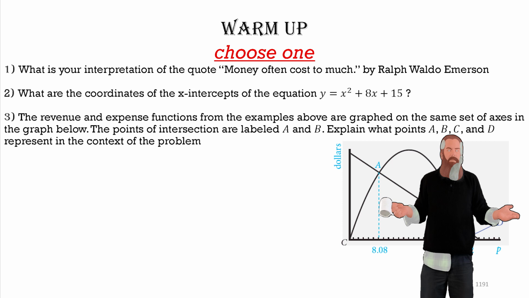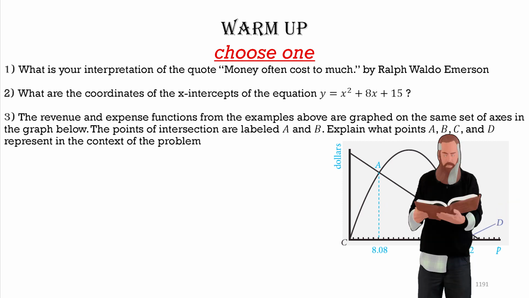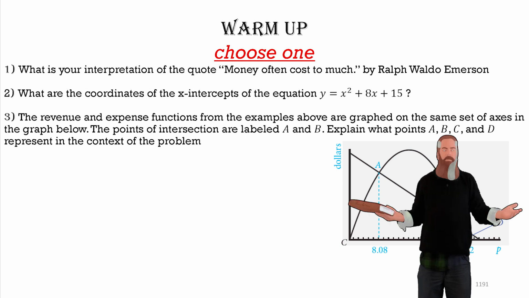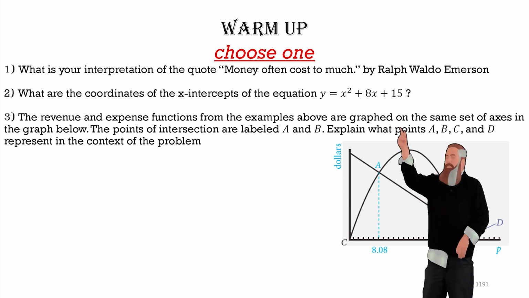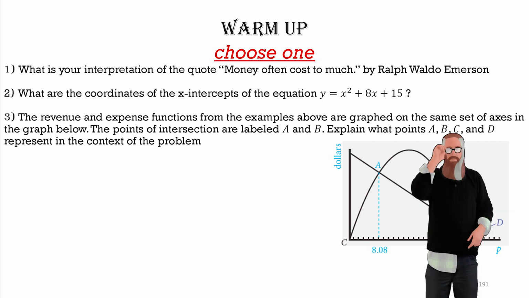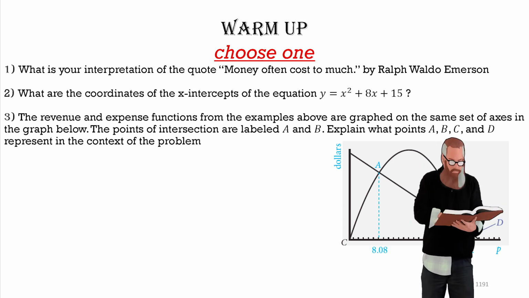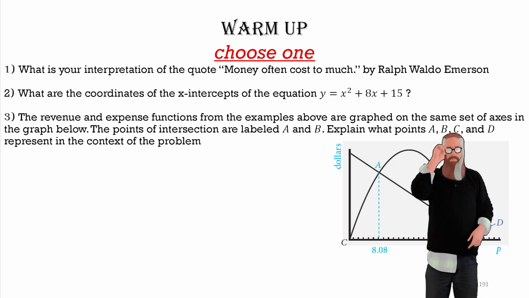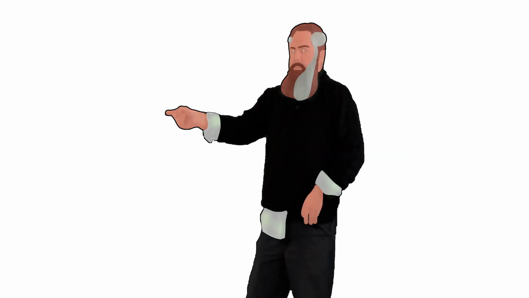From point A to point B, the revenue is greater than the expense. To the right of point B, the expense is greater than the revenue. Points C and D are the coordinates of the roots of the revenue equation. The graph confirms the fact that when P is equal to 0 and P is equal to 60, there is no revenue.